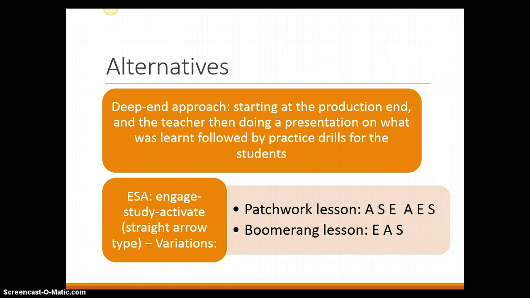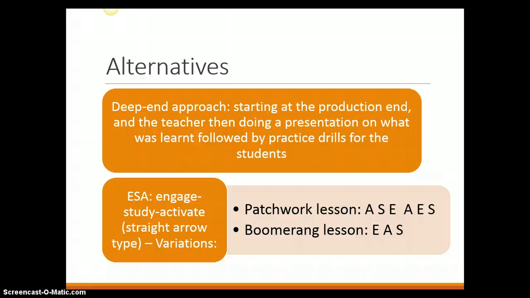There are alternatives to the straight arrow PPP with the presentation and then the practice and then the production. You might sometimes do a deep end approach with the kids. Here it starts at the production end. You get them to do things, right? And then the teacher would do a presentation of what was learned and then have drills for this. That would be practice drills for the students. So you have production and then presentation and then practice.